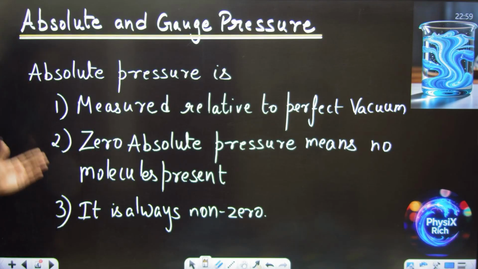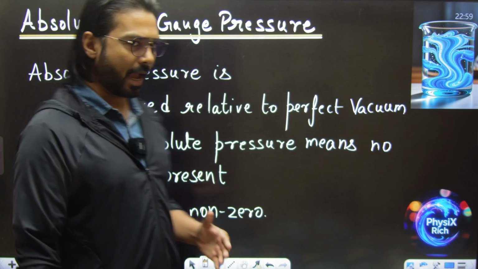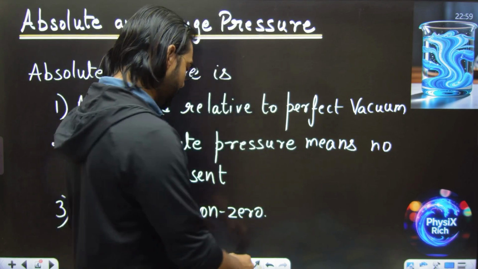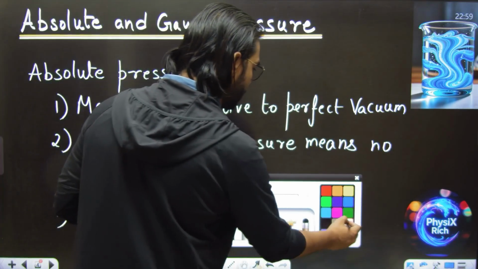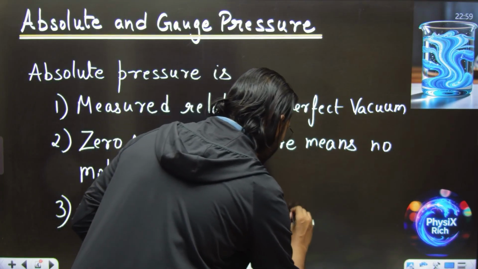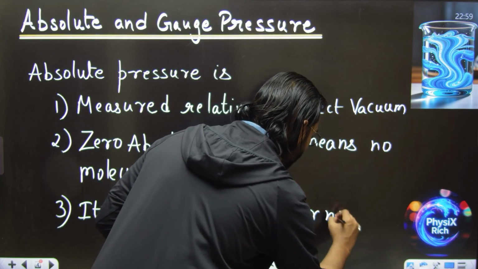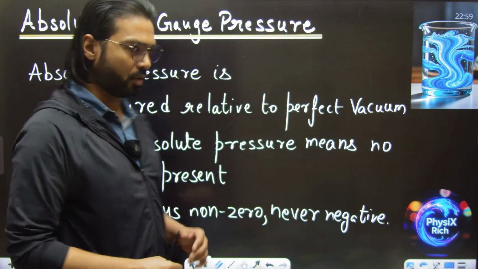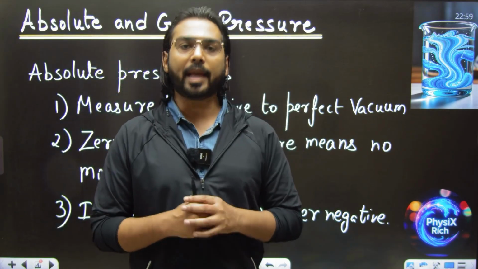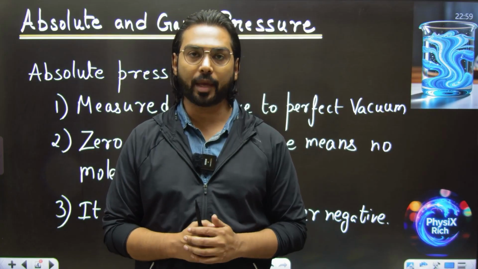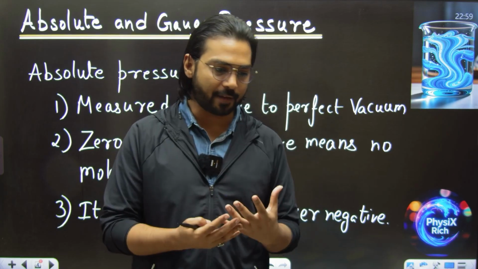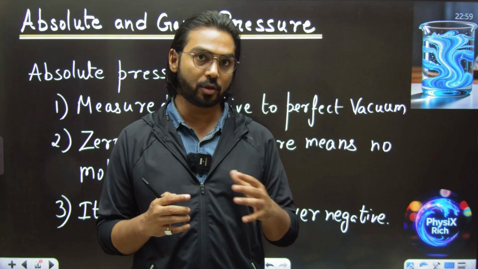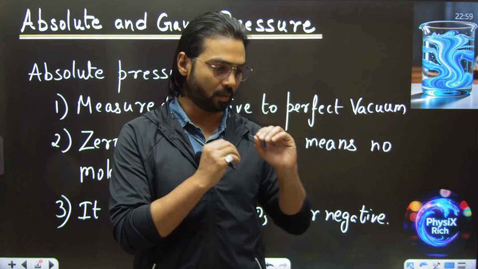Absolute pressure is always non-zero, and it can never be negative. Okay, it can never be negative. I should write this down. It's never negative. Okay, it's always non-zero. Why is it always non-zero? Because, well, technically there is no such thing as perfect vacuum. To establish perfect vacuum, you would require an infinite amount of force on one side to just throw all the molecules away from one given region.